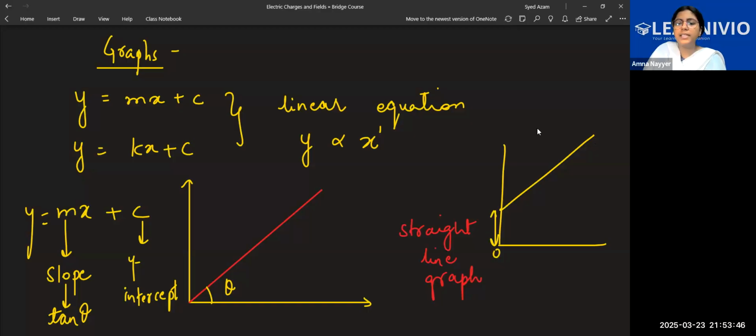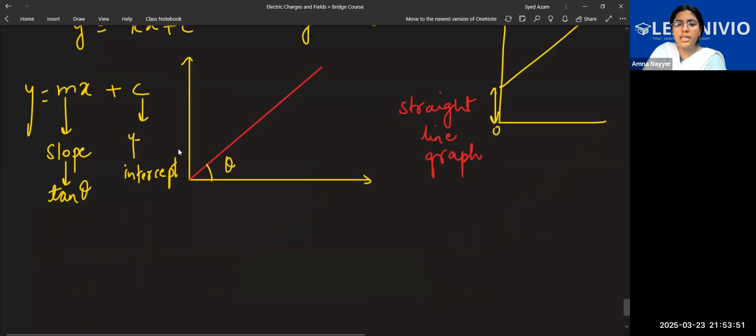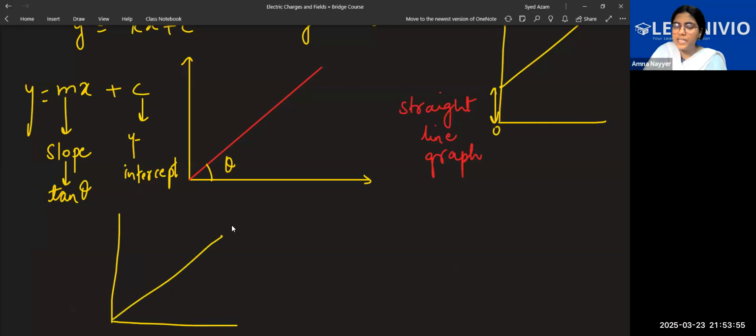We say this is a straight line with increasing slope. How can you check whether the slope is increasing or constant? When you have this inclination, say this angle is theta, you take a parallel line to the x-axis and then you see this angle. If this angle is still theta, it means this is constant. You take another parallel line, you will see this is theta. So this is called the constant graph.